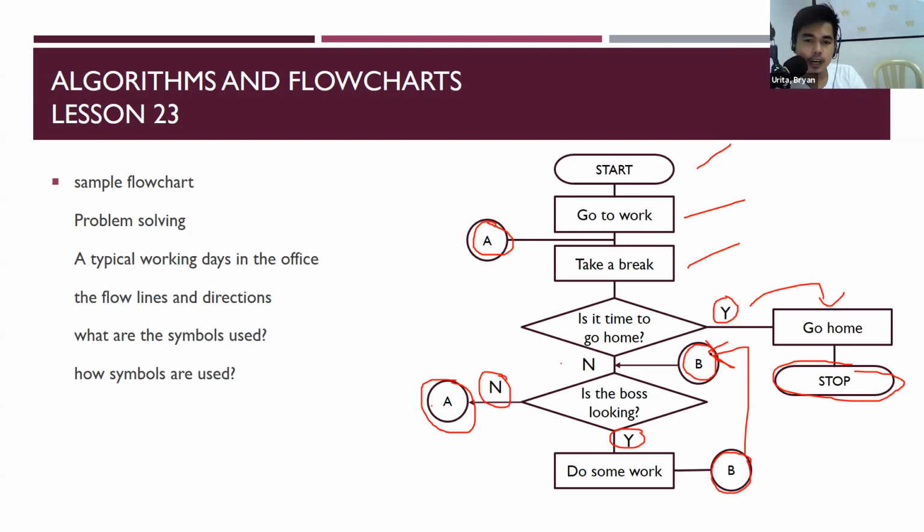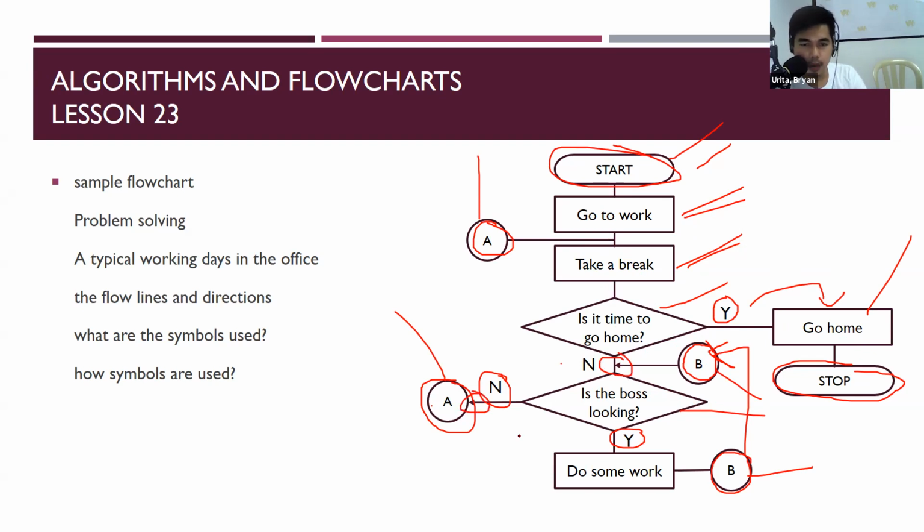Oh, you notice the different symbols. Meron tayong terminal symbol. Start and stop. And process symbol. Rectangle. Process symbol. Decision symbol. Dalawa. Meron tayong on-page connector. Yan. Yung small circle. We also have these flow lines with the arrowheads and flow lines without the arrowhead.